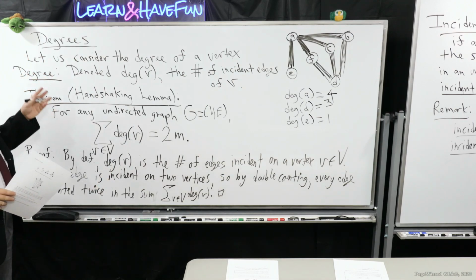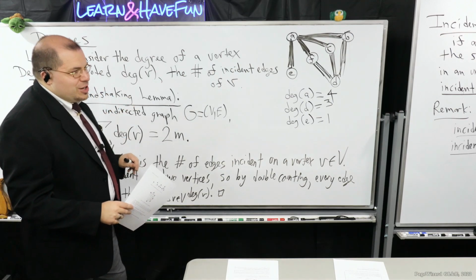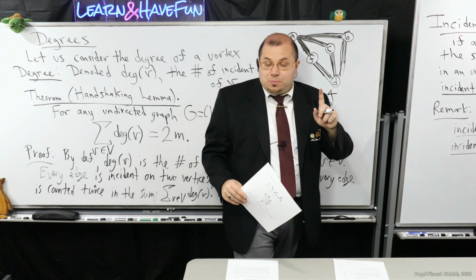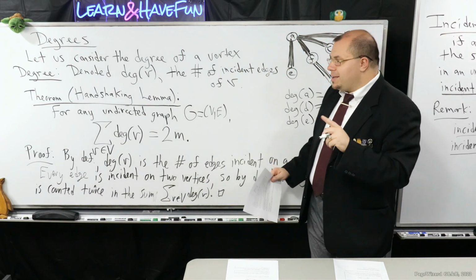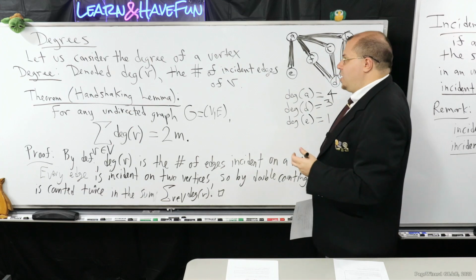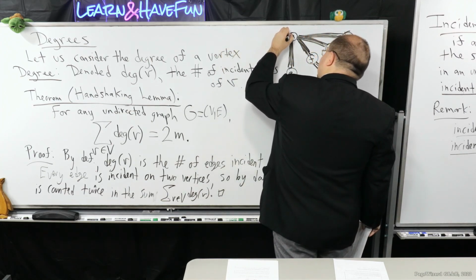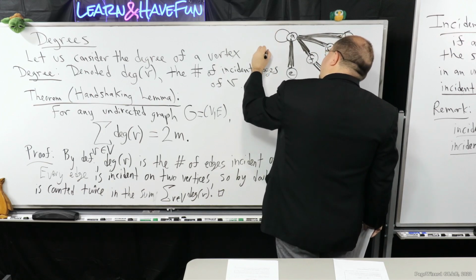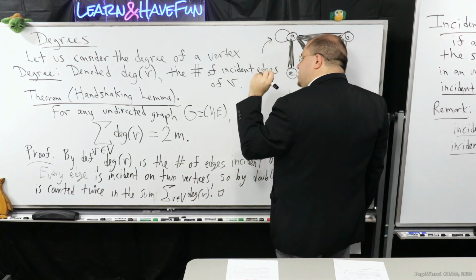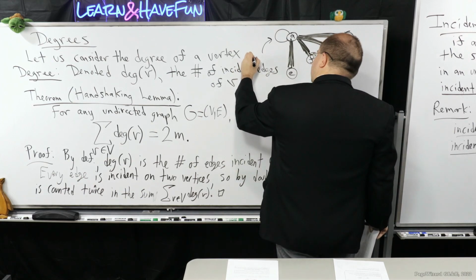Now, I mentioned as a remark that this also generalizes to multigraphs. That includes when there's self-loops present. One thing I need to point out is that a common convention is that a self-loop contributes 2 to the degree of a vertex.